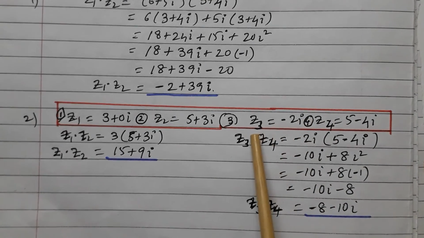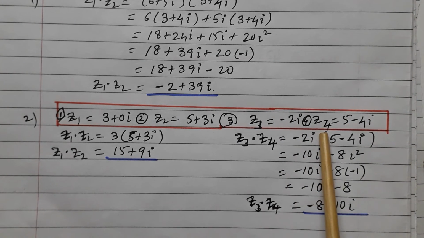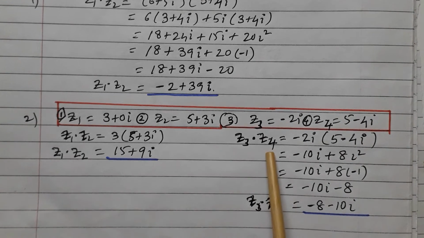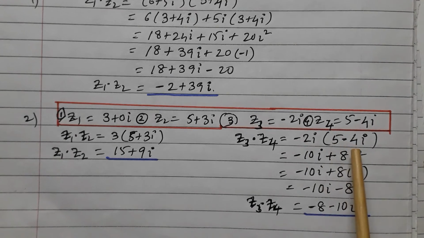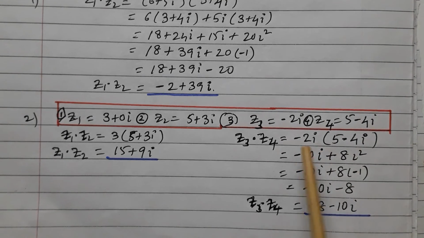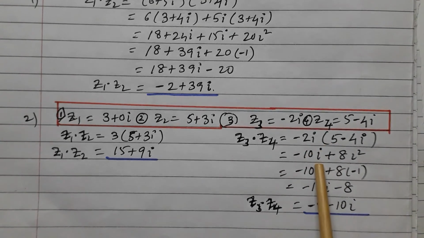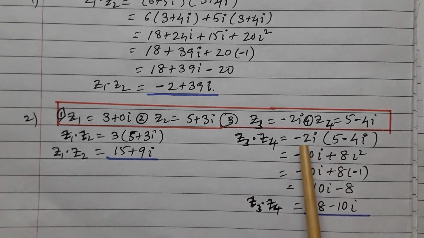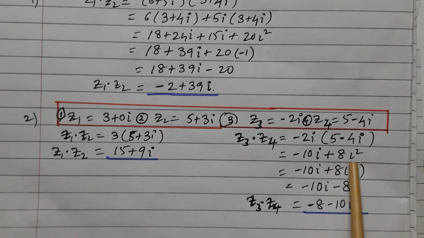Now let us see this. z3 is negative 2i and z4 is 5 minus 4i. z3 into z4 is multiplying an imaginary number with a complex number. So negative into positive gives us negative. 2 into 5 is 10 into i. Same way, negative into negative is positive. 2 into 4 is 8. i into i is i square.